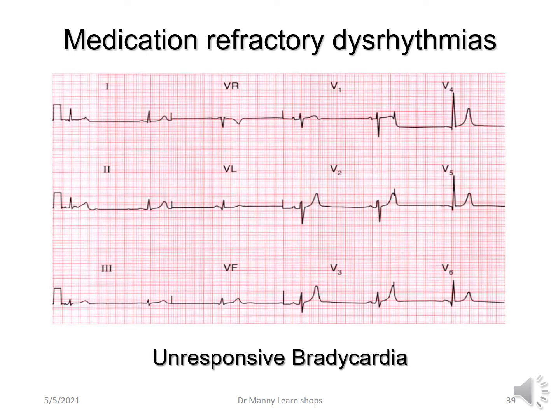Or it could be related to medication refractory dysrhythmias, which means, gee, the patient's gone into this rhythm, a bradycardia, for some reason. They're not responding to atropine. They're not responding to a sympathomimetic like epinephrine. They're not responding to medications that we can give them by infusion like dopamine or dobutamine. Unresponsive bradycardia could be one.